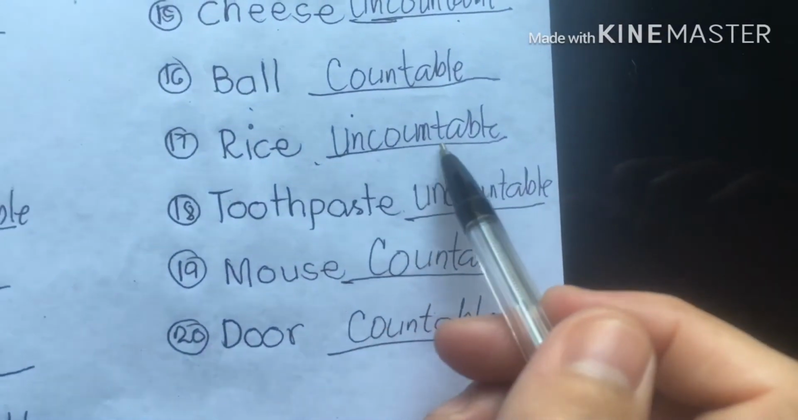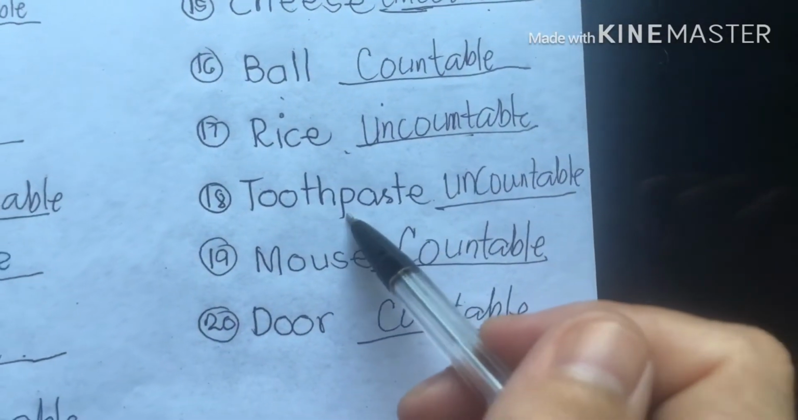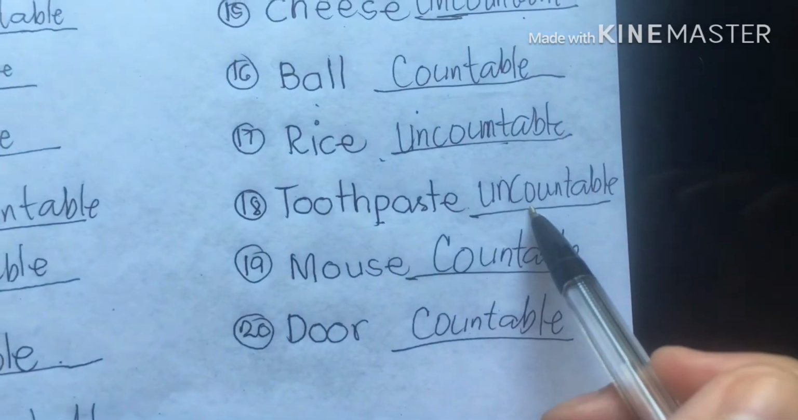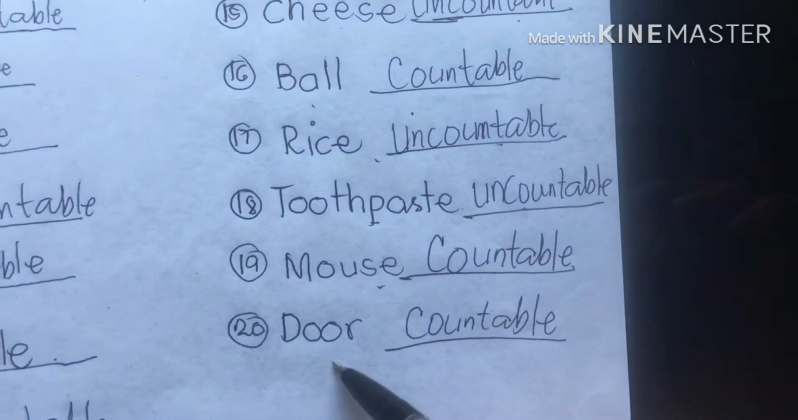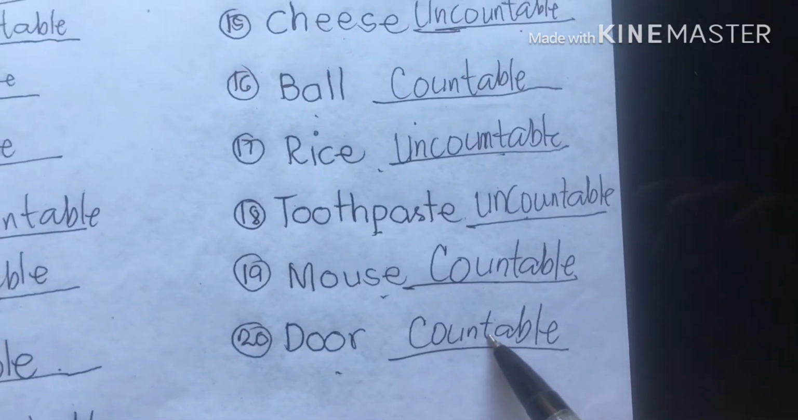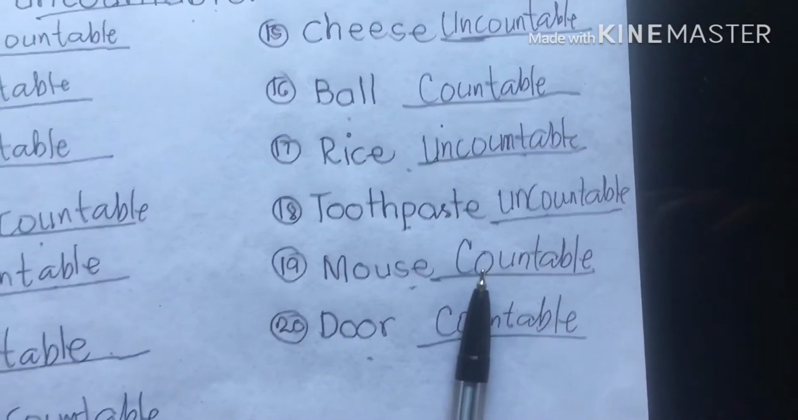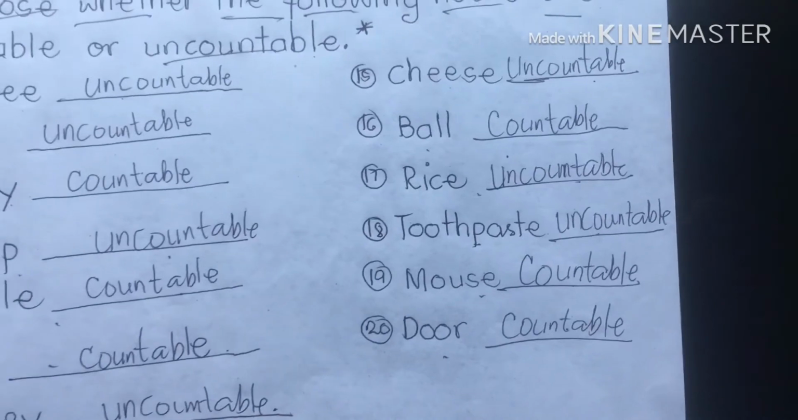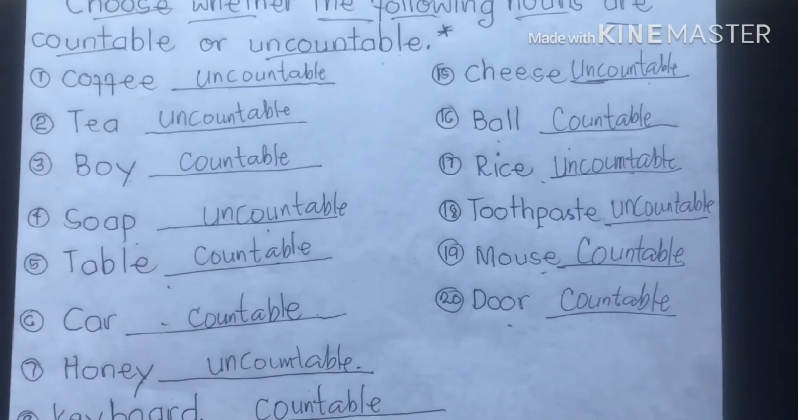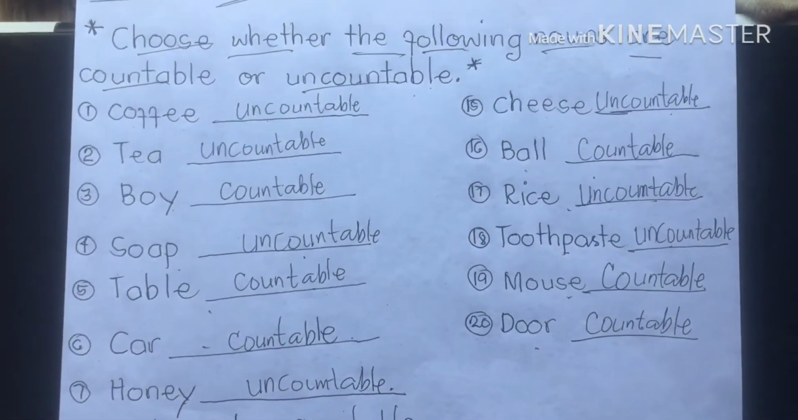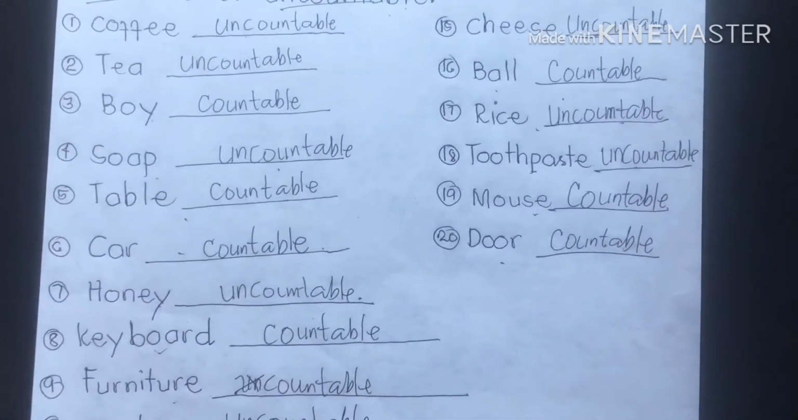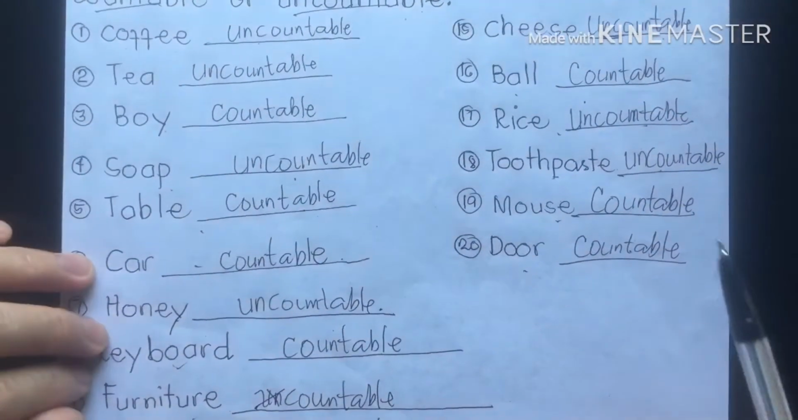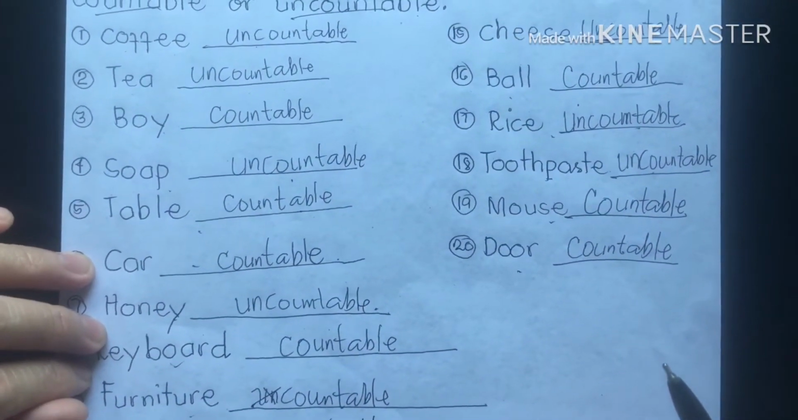Rice, uncountable. Toothpaste, uncountable. Mouse, countable. Door, countable. We might think, class, that these are things that we can keep in our minds on how to answer each one by one, by identifying whether it's countable or uncountable.